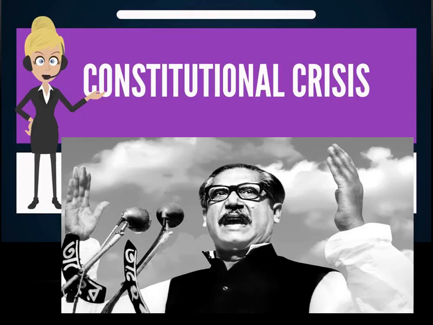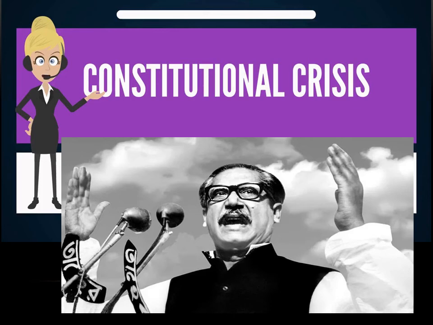Why did the victory of the Awami League cause a constitutional crisis? As you know, Mujibur Rahman of the Awami League had a stunning victory. He got 160 of the 162 seats reserved for the East Wing of Pakistan. There were two major problems created by the results of the election.